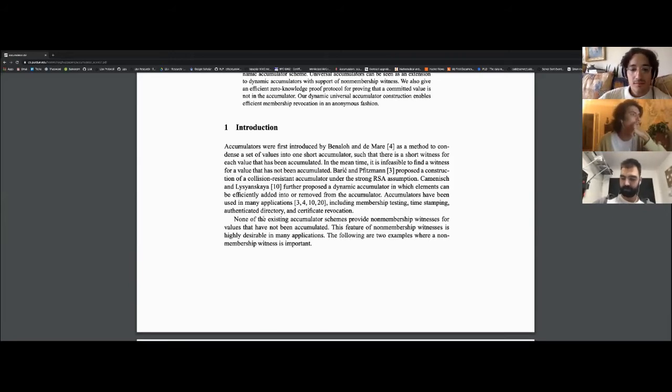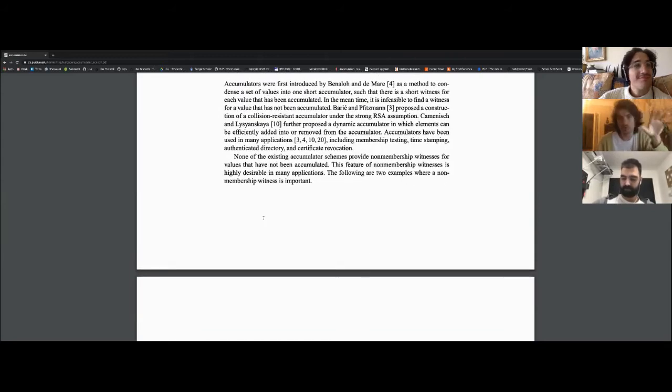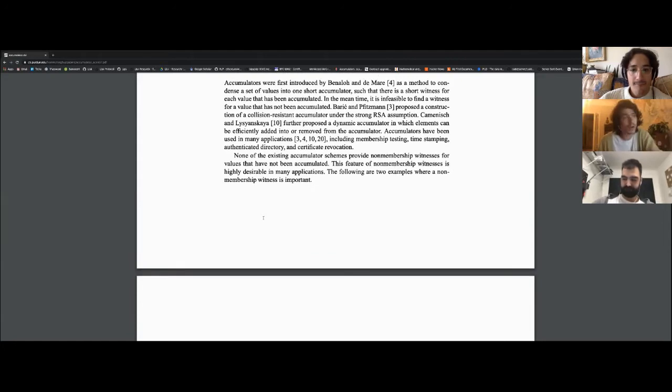Okay. So up to now we said an accumulator is just a data set that you can condense, with a witness for any element in the data set. Dynamics means that you now support update of the data set. And now what we want to add to this is non-membership witnesses. So now on top of having a witness for each element that has been accumulated, I will also have a witness for each element that is not part of the data set.